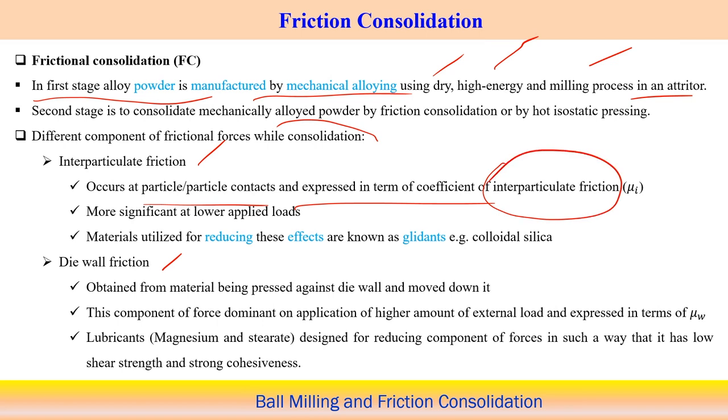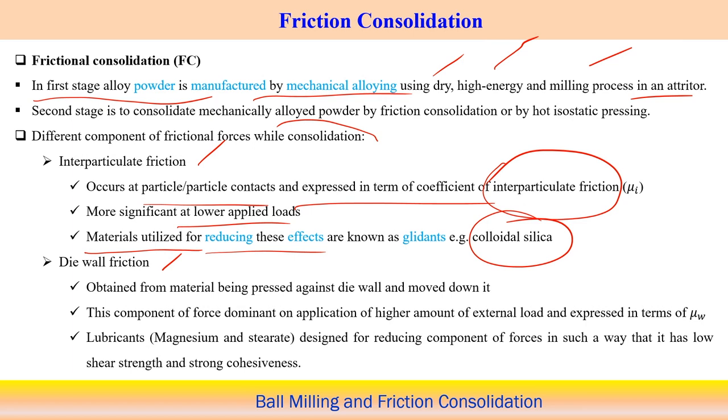It is more significant at lower applied load. So this mechanism is more important or more active when the load is less. In this case, materials utilized for reducing these effects are known as glidants, and colloidal silica can be utilized in these cases just to reduce the particle to particle friction.